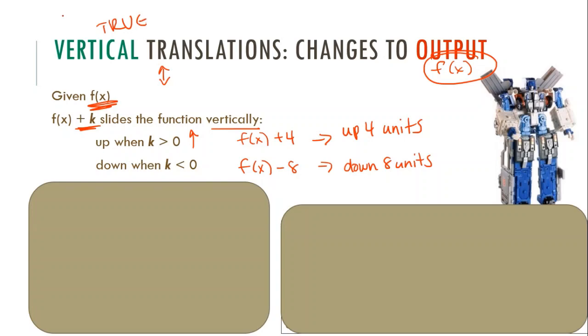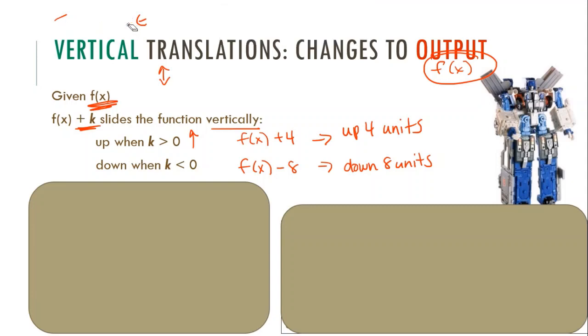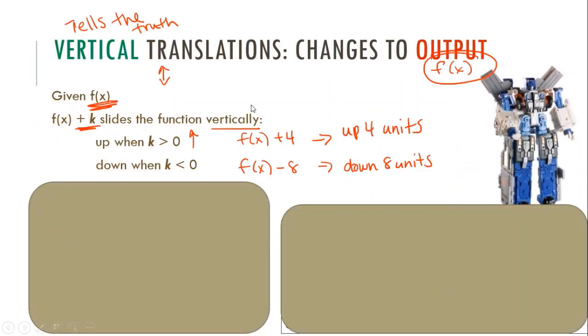So another way of thinking about it: the vertical rule tells the truth, and my horizontal lies. Okay, so that kind of helps us with remembering the rules.